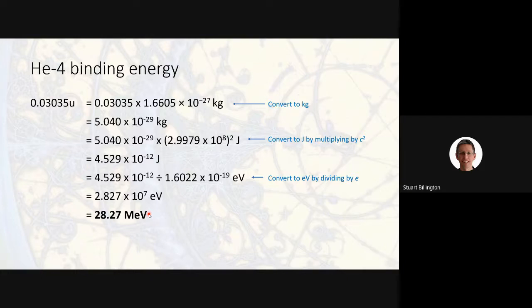So what we really want to focus on is the binding energy, because it's the binding energy that is the key to all nuclear processes. So let's think more about what we can learn from binding energy.